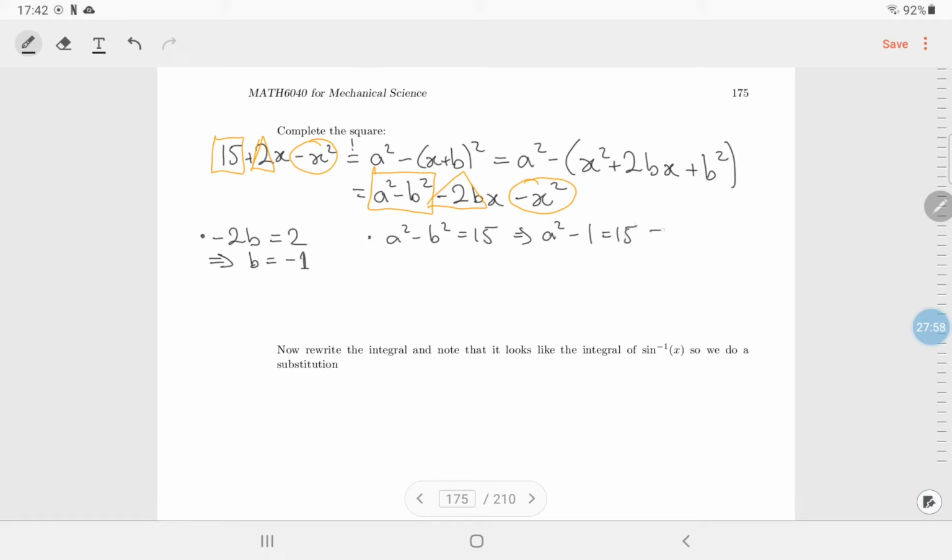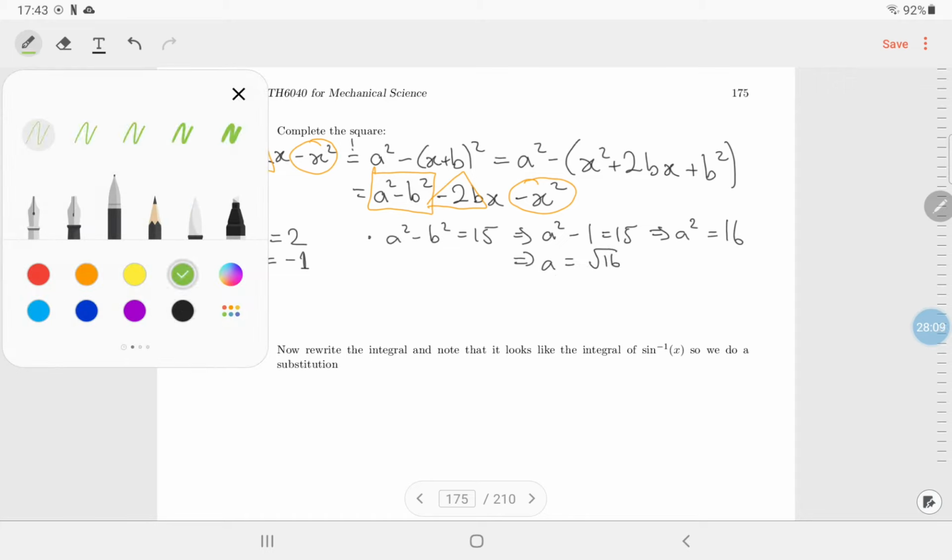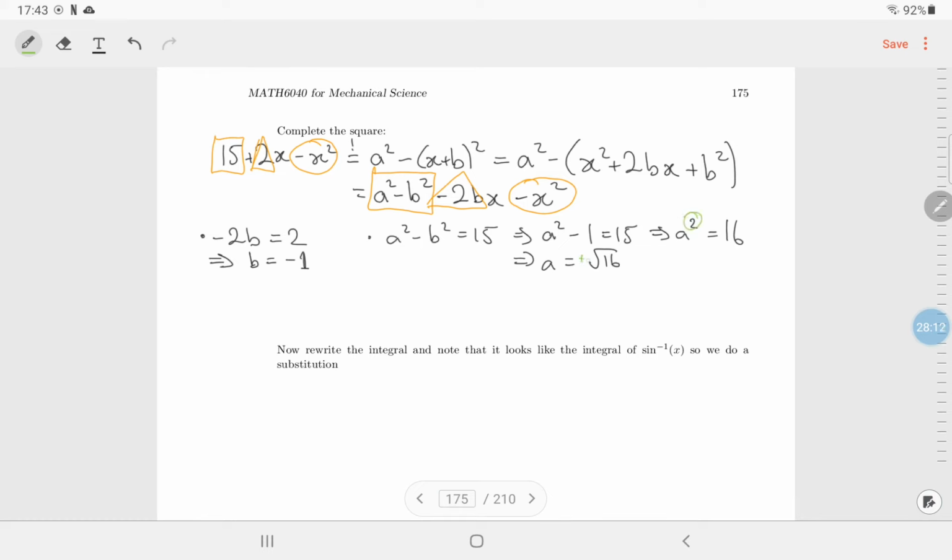Add the 1 to both sides. So we get a squared is equal to 16. Then do the square root of both sides. a is equal to the square root of 16, but again we have to be careful. In general there are two solutions here, plus or minus, but we can just choose the positive one. We can just choose a equal to 4. So this isn't exactly an implication, but we can choose it. So we have found that 15 plus 2x minus x squared can be written as a squared, which is 4 squared, minus x plus b, which is x minus 1 squared.